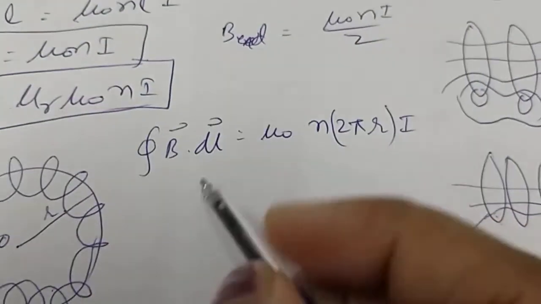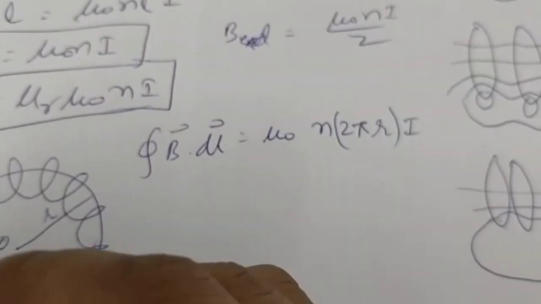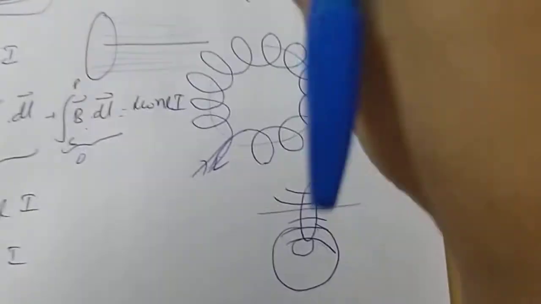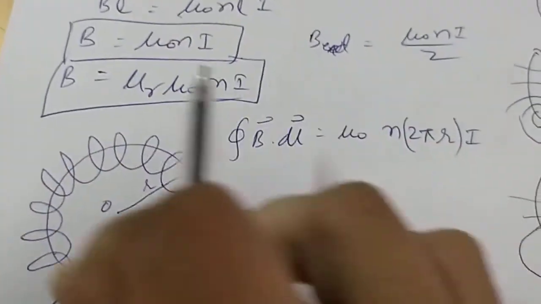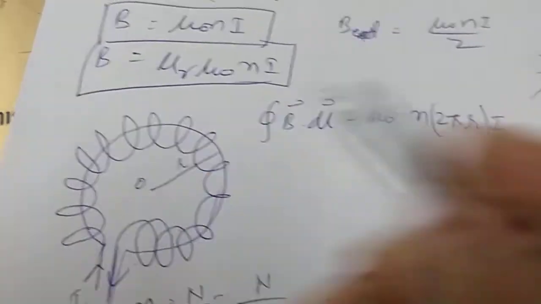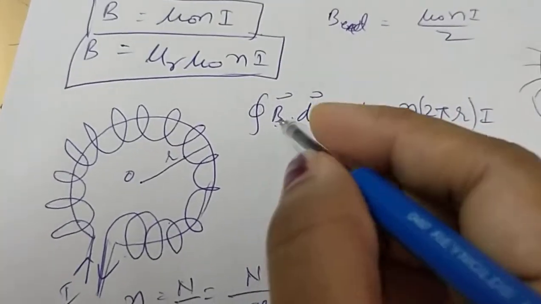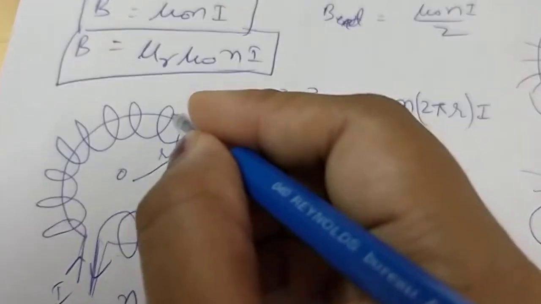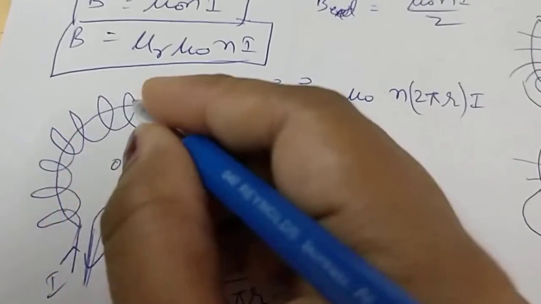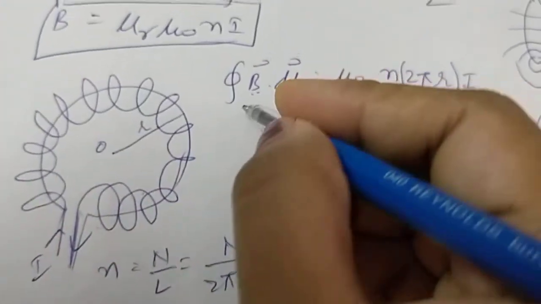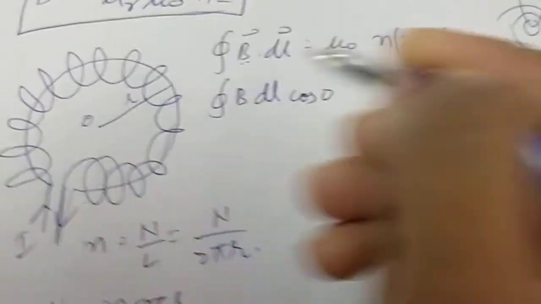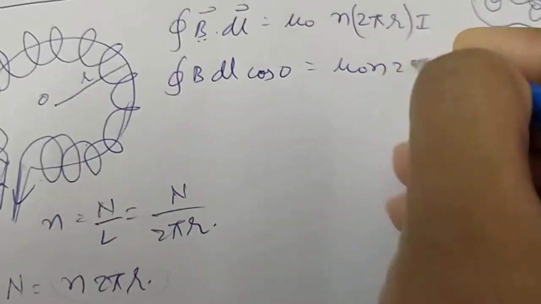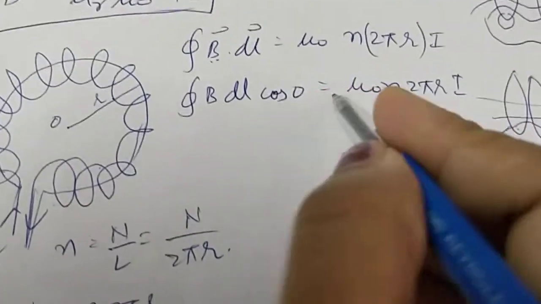Now see, here it was straight, but when you join the two ends, it becomes like a circle. So the magnetic field will be circular, concentric to this considered circle. In B·dl, dl is an element on this circle, so it is tangential, and B is also along the circle, so both are in the same direction. So this becomes ∮B dl cos 0 = μ₀ n 2πr I. Okay, that is one.